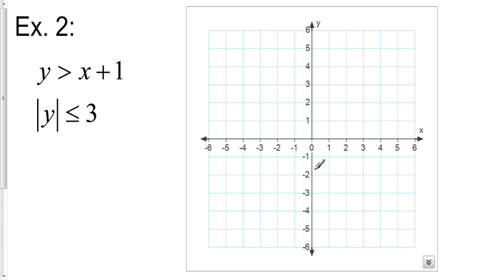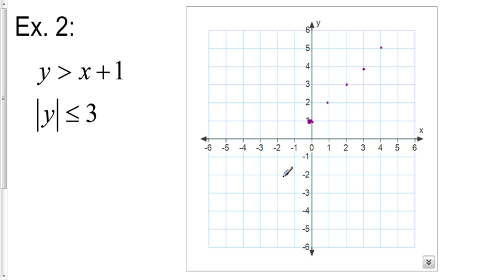All right, here's another one, example 2. The difference here is that I've got an absolute value in the second graph, but not a big deal. Let me show you what this graph looks like. So the first one is y is greater than x plus 1. Start at positive 1 for your y-intercept. The slope is up 1 over 1.